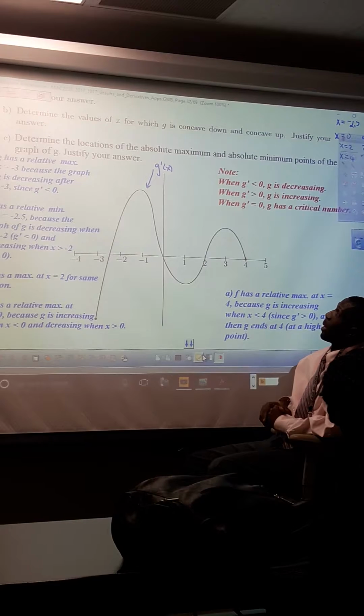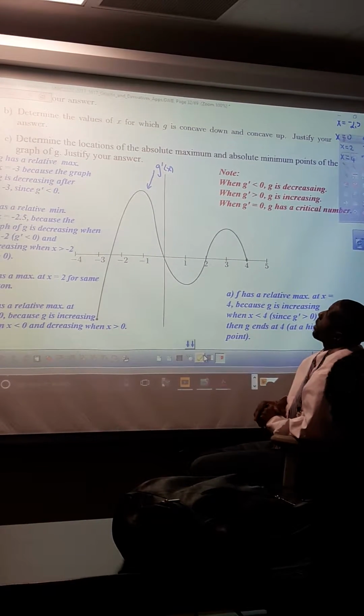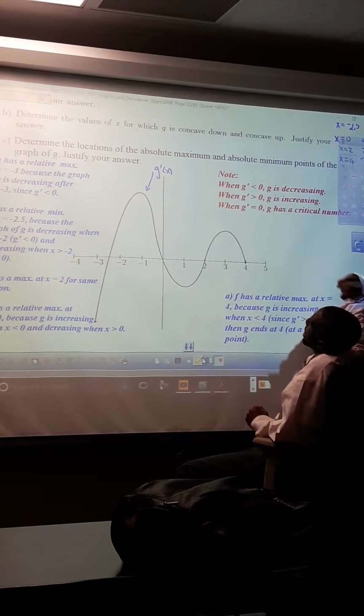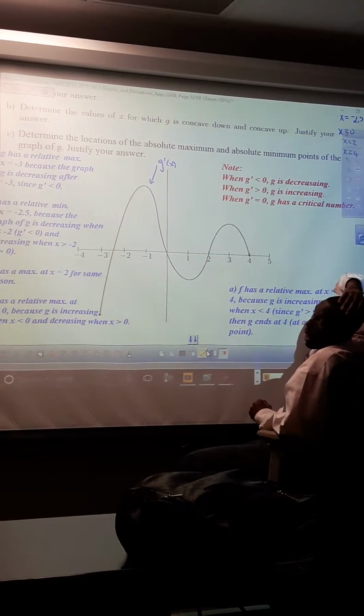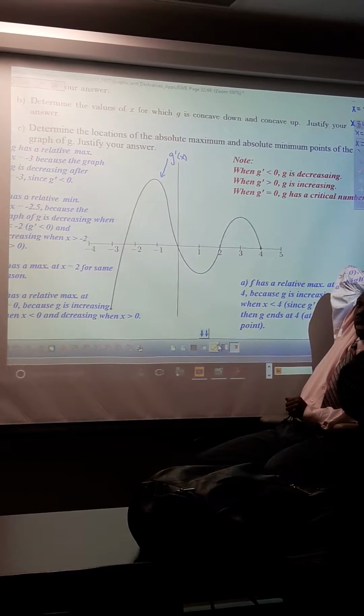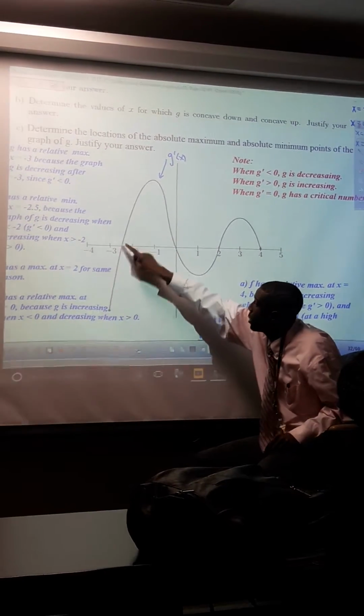Now we're going to go over to part B. Determine where the graph is concave up and down. Actually, for part C, we're not ready for that yet because that involves a little bit of area. So for A, you have 4 parts to that answer. Yes, because there are 1, 2, 3, 4.